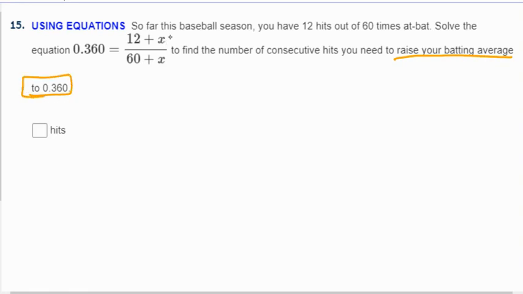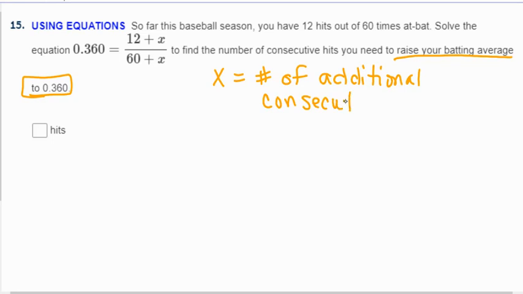Okay, where they got the x from, x is the number of additional consecutive hits that you need in order to actually raise your batting average. Because right now, your batting average, if you do 12 divided by 60, 12 over 60, that's only a 0.200, right? You're only batting a 200 right now. We want to raise your batting average to a 360.